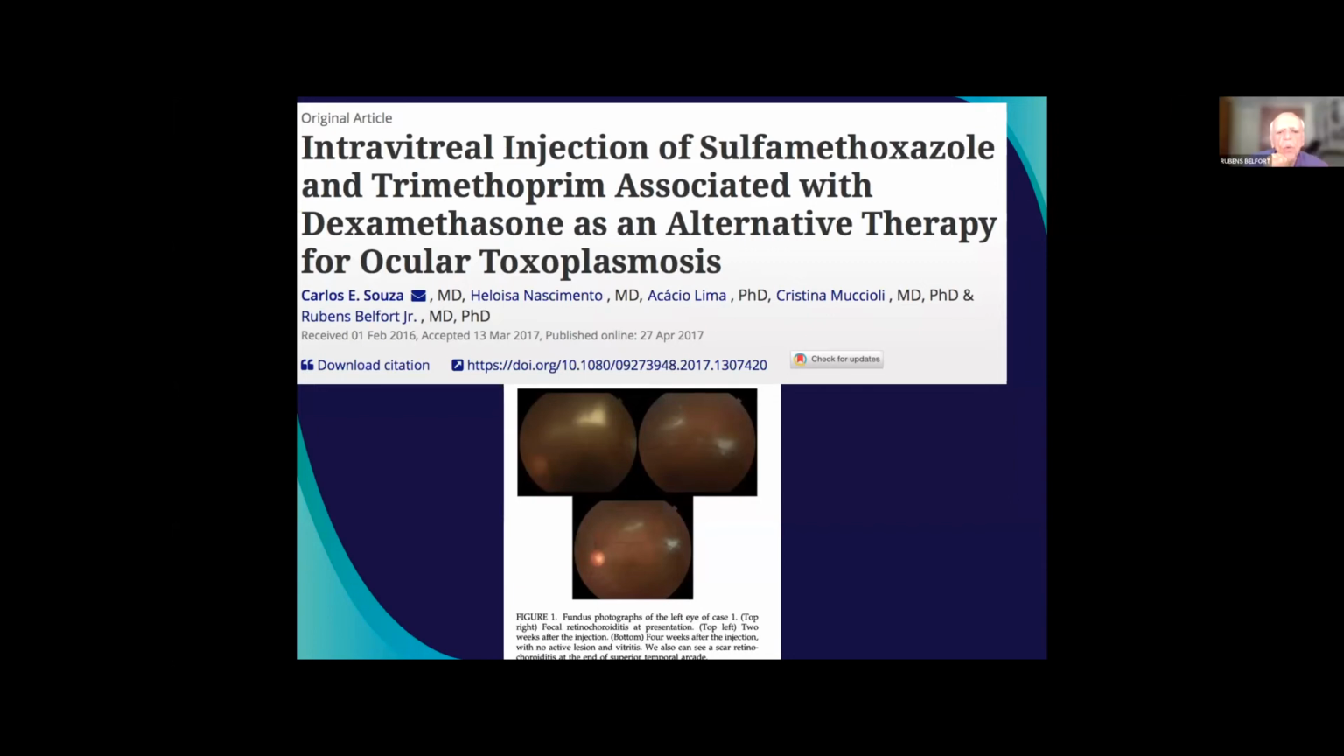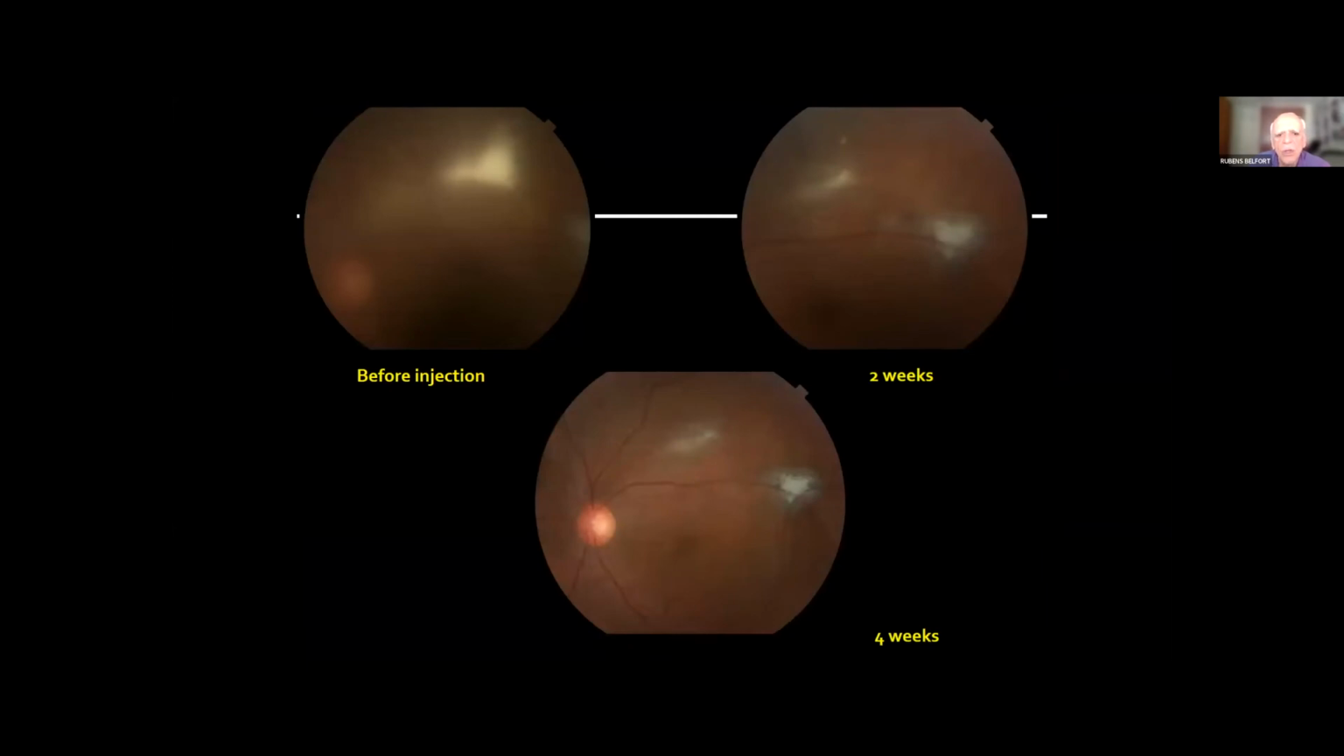We decided to work with other anti-toxoplasmic drugs, and we started to use also Bactrim injections inside the eye. Usually we did just Bactrim, and with the good experience that we had in patients that were also recovering using systemic anti-toxo drugs, we started to use the association of Bactrim with dexamethasone as an alternative therapy for ocular toxoplasmosis. You see here a good example of that. Before injection, 2 weeks after injection, and 4 weeks. This patient was treated only with 1 injection of Bactrim associated to steroids.